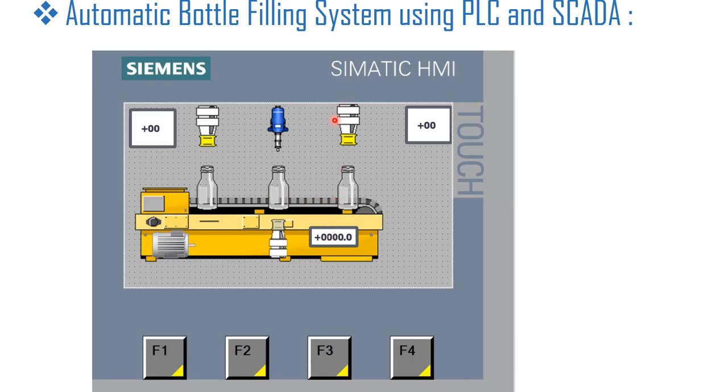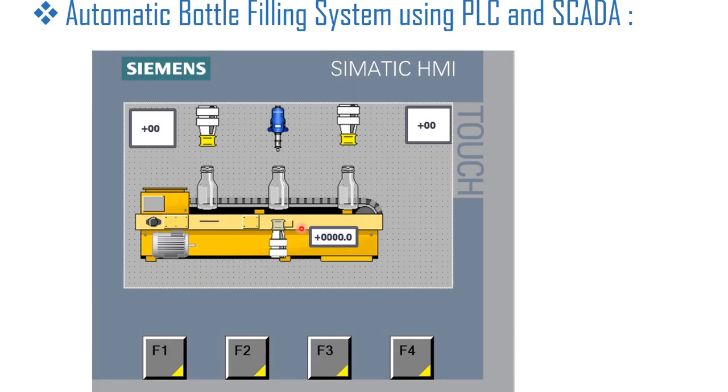At last there is an output sensor which will let you know how many bottles have been filled, and it will give you the number in this box. And here are some function keys which are used for different kinds of functions. Here we use F1 for start and F2 for stop. Now let's move to the software.